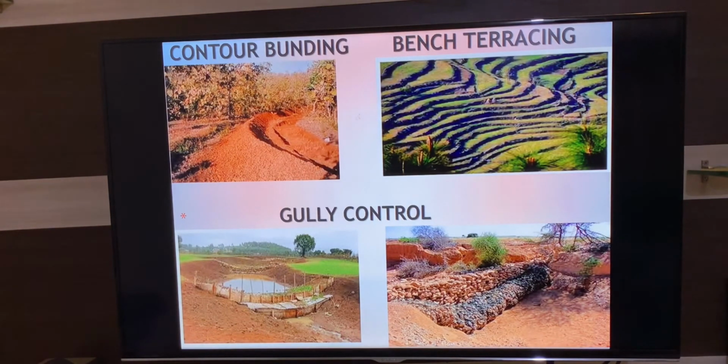So in the previous slide you have seen 4 pictures: afforestation and reforestation, control of cattle rearing, check dams, and checking faulty cultivation. And now we will learn about contour bunding, bench terracing, gully control. These are the 3 methods which are used for conservation of soil from erosion.